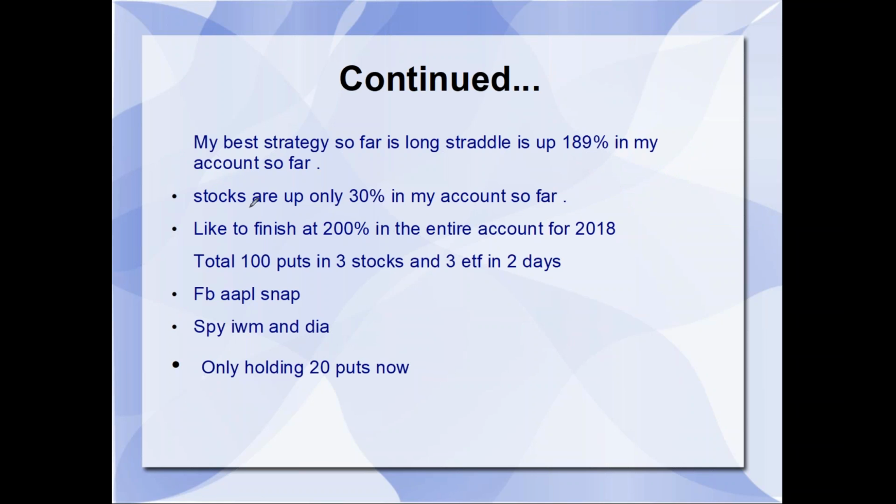And he's very profitable. He says stocks are only up 30% in my account so far this year. He's trying to finish at 200. And I think what you were saying is that you had a total of 100 puts in 3 stocks and 3 ETFs. What would that be? 6 positions. So roughly, I'm sorry, 5 puts in each, I guess. FB, Apple, and Snap, and then SPY, IWM, and DIA. You're only holding 20 puts right now. So he's cashed out on the put side for most of the positions based on today's movement.